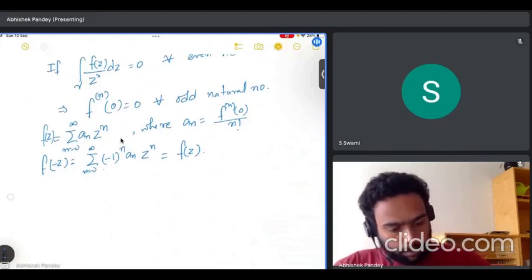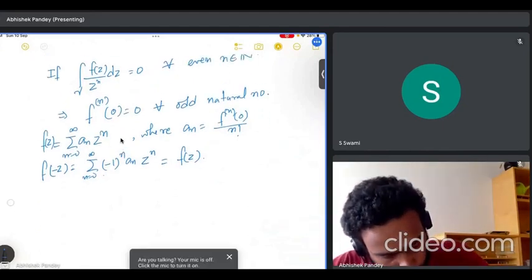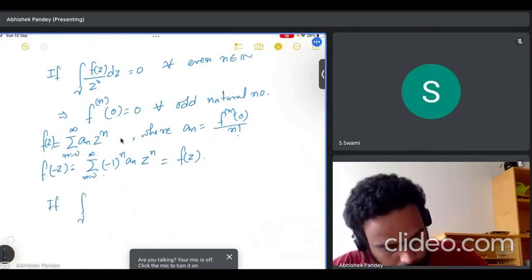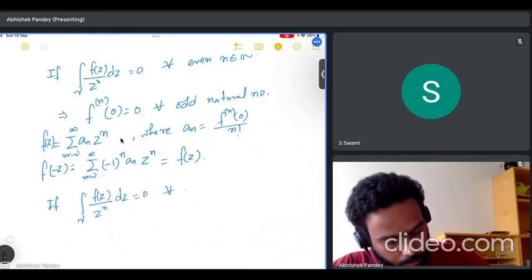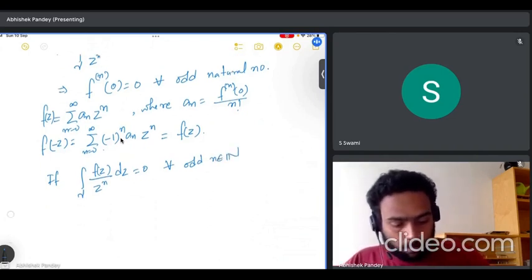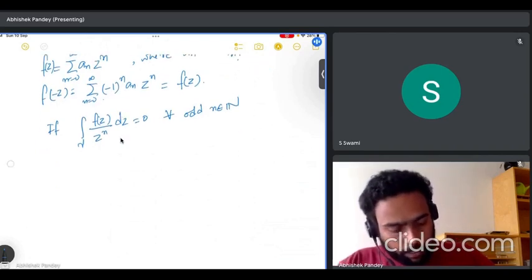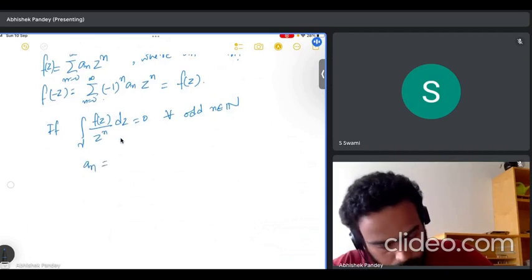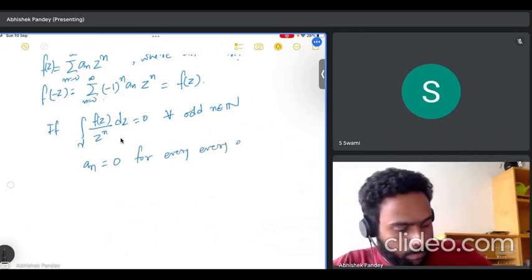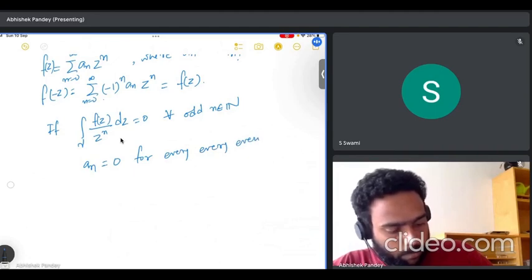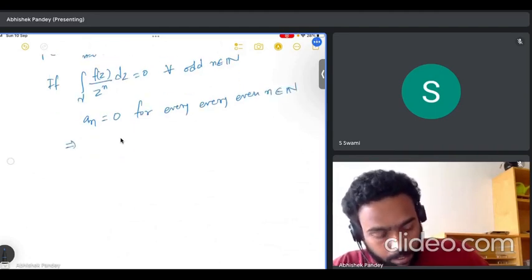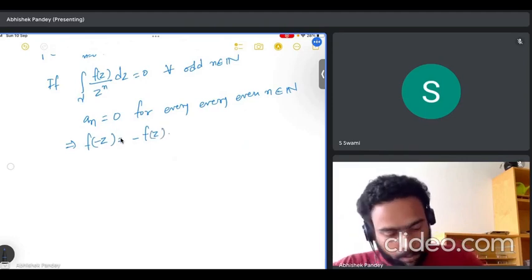Now if the integral over gamma of f(z) upon z to the power n dz is equal to 0 for every odd natural number n, then in this case we will get that similarly a_n is 0 for every even natural number n, and this implies that f(-z) is basically minus f(z).